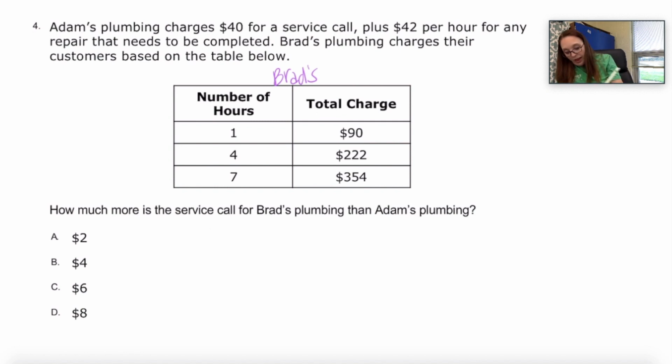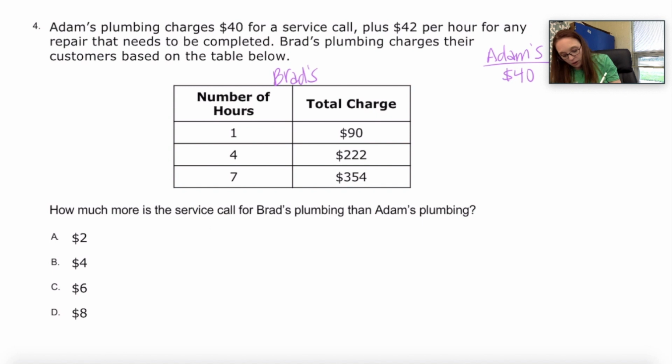Well, we already know that Adams' service call is $40 because they told us. So let's figure out Brad's service call. Now that service call means just for calling them, they're going to charge you this certain amount. And so Adams is going to charge $40 just for you calling for them to have to come out there.